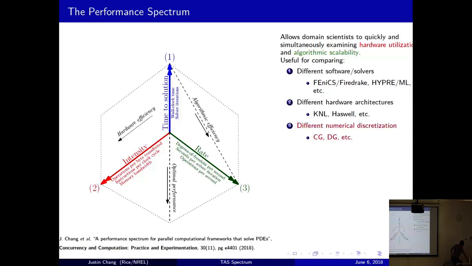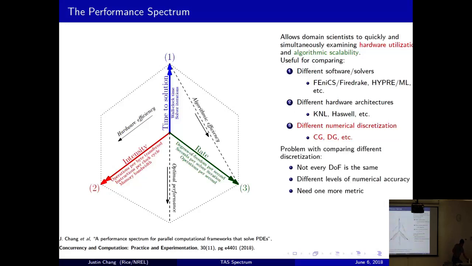But the issue with using this spectrum on the last bullet point here is that it is incomplete. There's a problem with just using the spectrum alone, because we know that not every degree of freedom is the same when it comes to these various discretizations. And some methods have different levels of numerical accuracy, numerical convergence rate. So we need one more rate metric that will now take numerical accuracy into account.